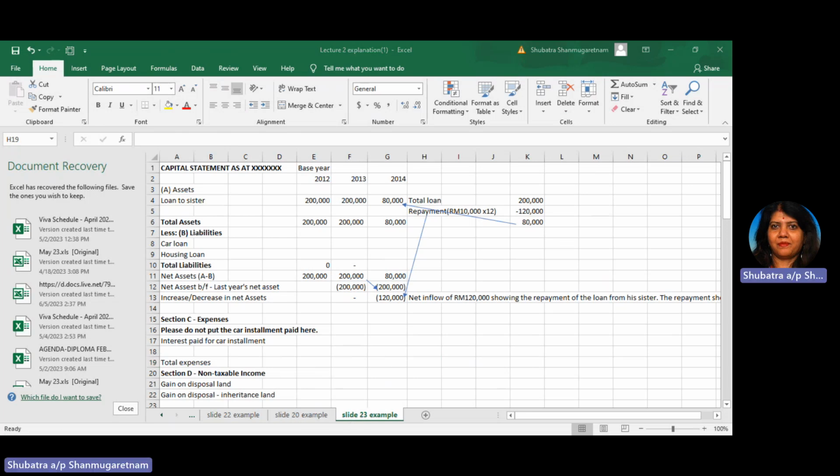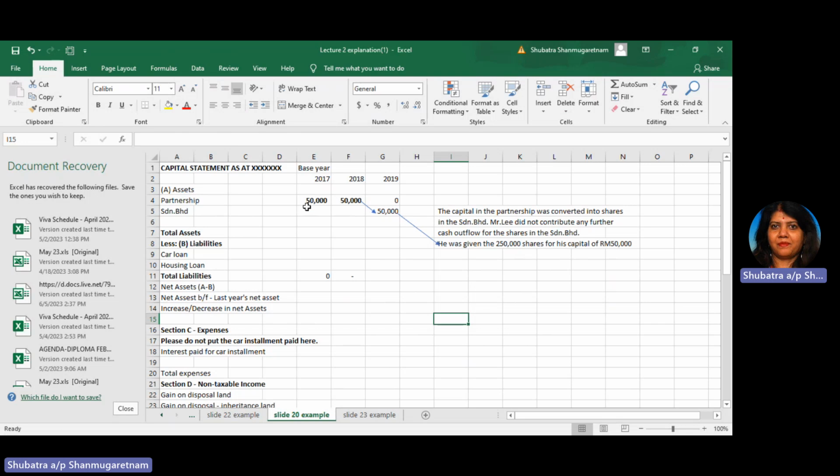Oh, sorry, I missed out one slide. Mr. Lee's capital contribution to a partnership in 2014 was 50,000. In 2019, the partnership valued at 500,000 was converted into a Sendirian Berhad. He was issued 250,000 ordinary shares.